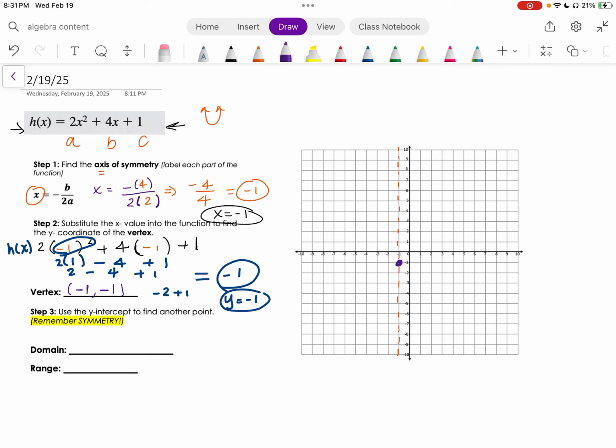Now, step number 3 says use the y-intercept to find another point. Okay. In our last lesson or the last 2 chapters, we learned that our y-intercept is actually our c. So that means that our parabola is going to touch at 0, 1. Okay. Where do you see +1 on your y-axis? That is going to be right over here. This is +1. Okay. So c, this is the y-intercept. The y-intercept, again, is where x is 0. This is what we have. So your first point is going to be at 0, 1.